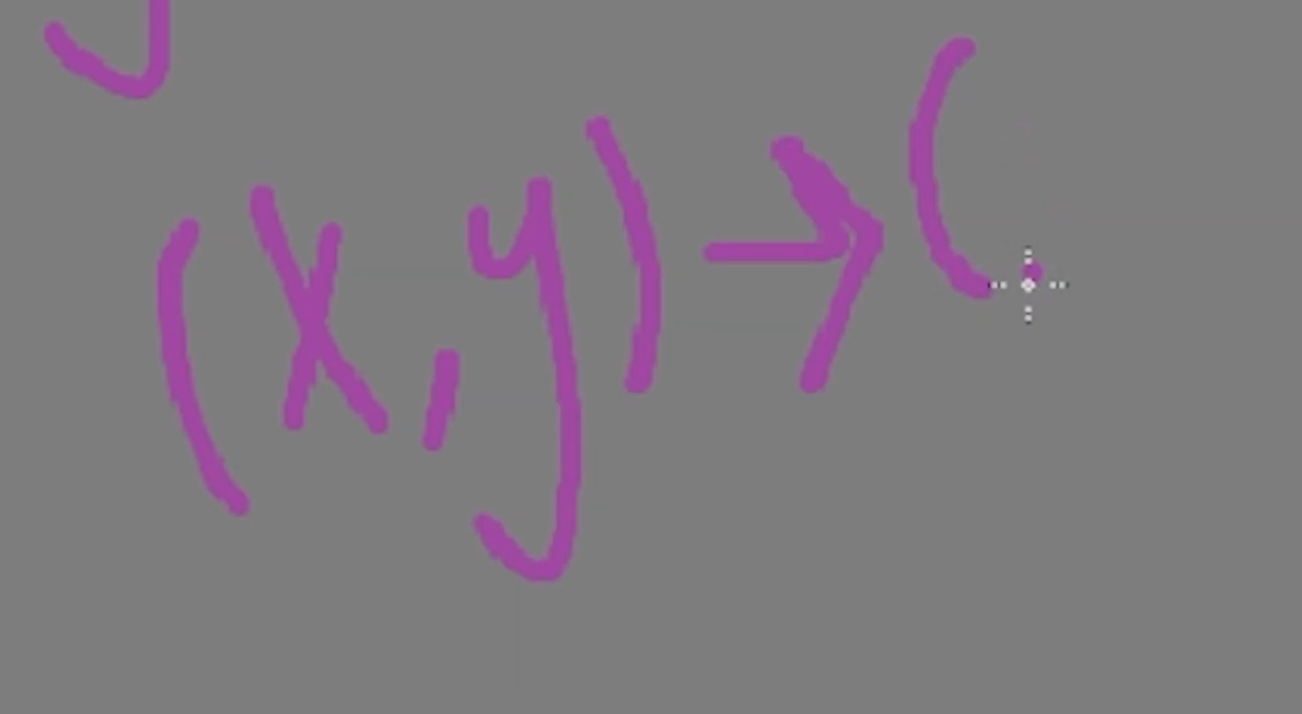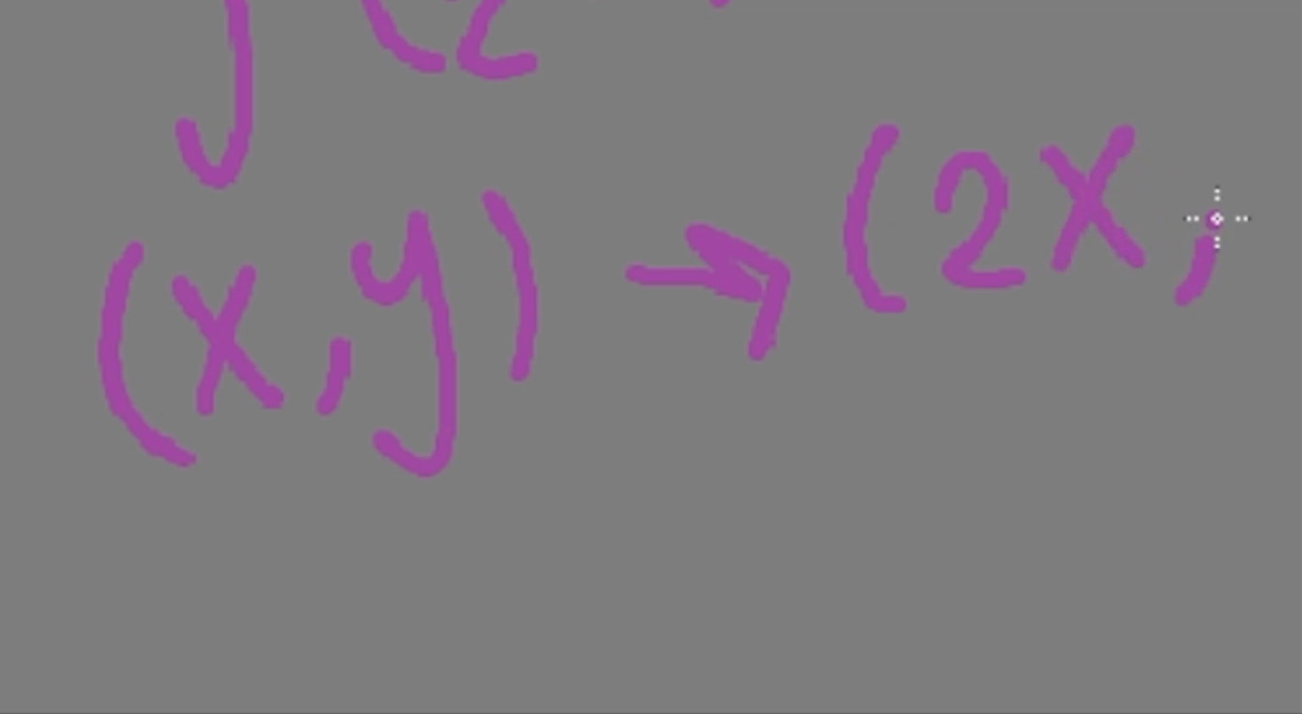And putting this into mapping notation, right, you have to make sure it matches the verbal description. The mapping notation and the equation are separate. The mapping notation just means what you want to say. 2x, y.